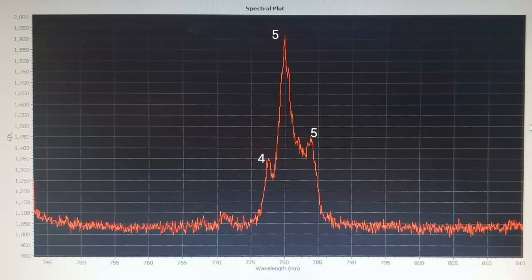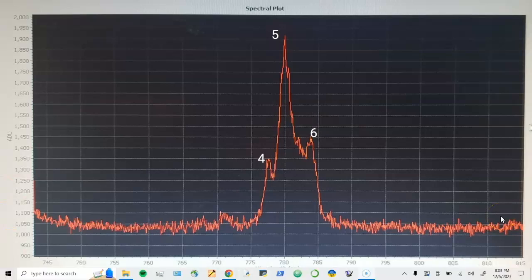And we have peak number 4. The peak we have labeled number 4 has a wavelength that we measured to be 778 nanometers. 5 is 780, and 6 is 784. These will give us Raman shifts of 2893, 2928, and 2991 inverse centimeters respectively. From the literature, these corresponding values are 2812, 2874, and 2941 inverse centimeters.